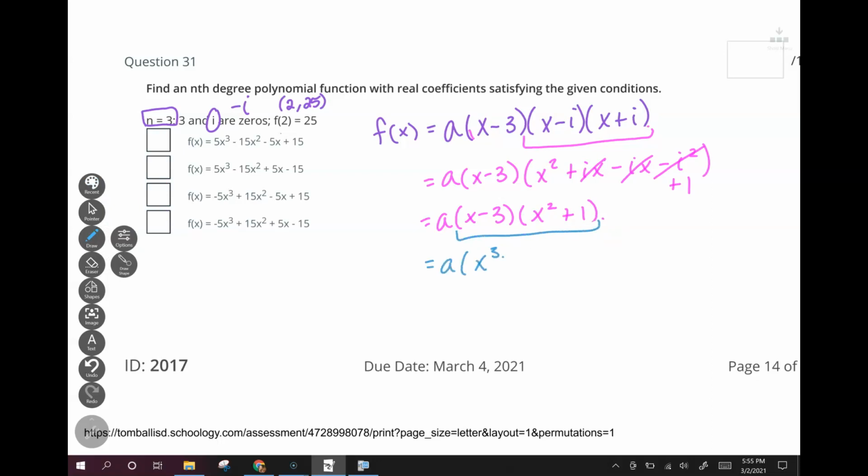So that gives me x cubed minus 3x squared plus x minus 3. All right, now here's where I would plug in 2 and 25. So plugging in 25 for f of x and plugging in 2 for all of these x's.